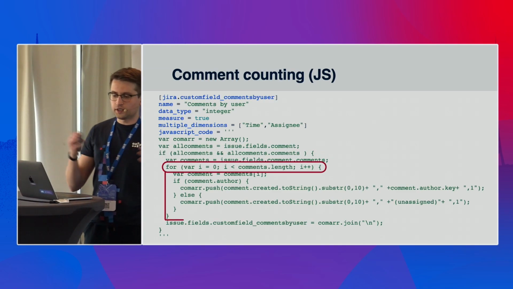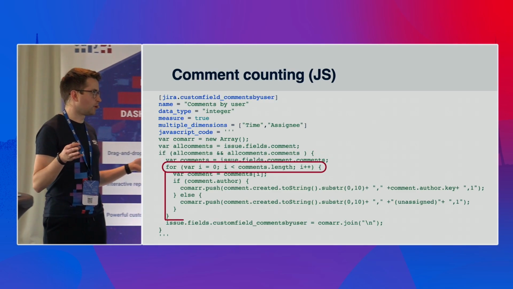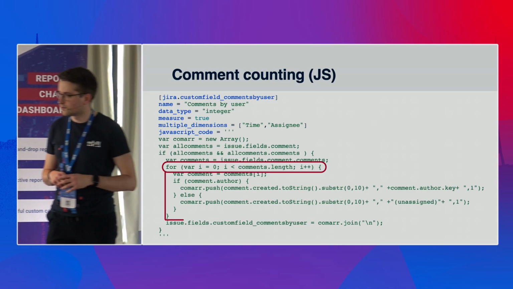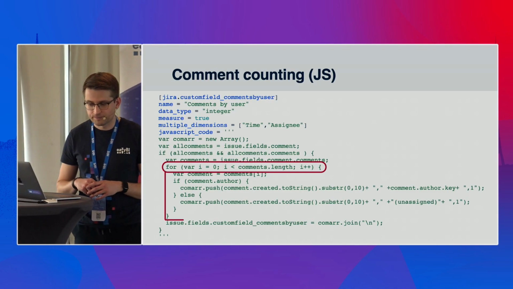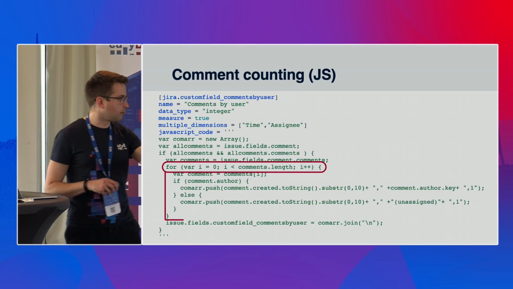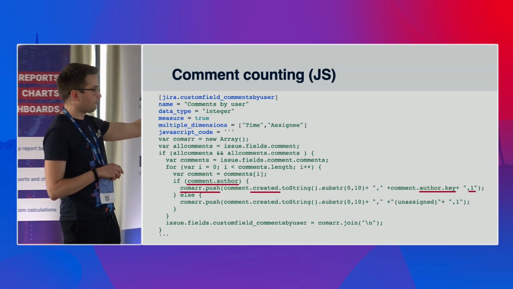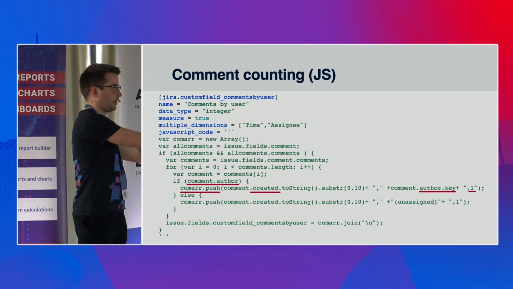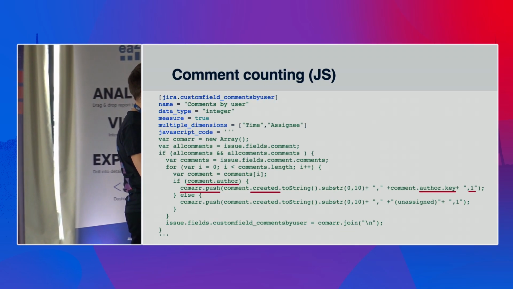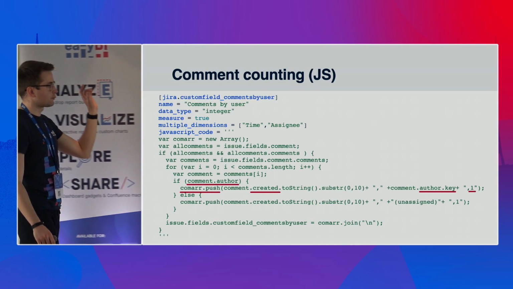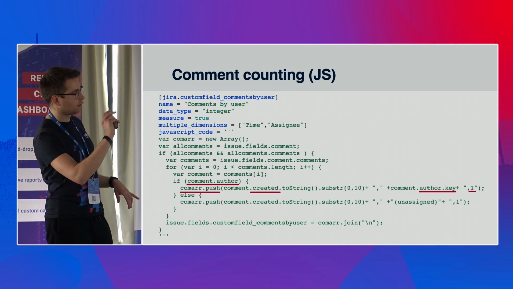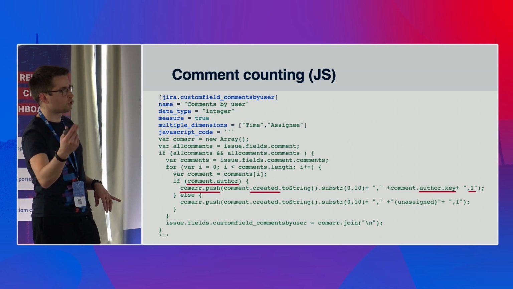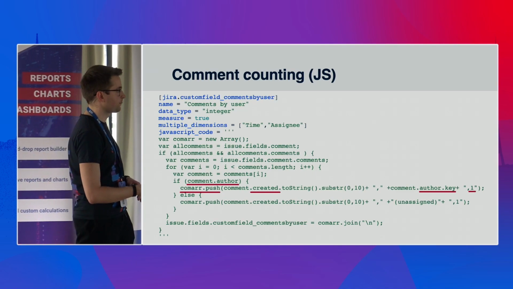Then we use any kind of for loop that you like. JavaScript has a couple of them. I like the old school version better with the indexes. And let's iterate through all of the comments. If there is an author name, then let's add this information to our empty array. And in the information, we include the date that this comment is created, together with the key of the author, together with the number 1, which is like a comment counter in this case.